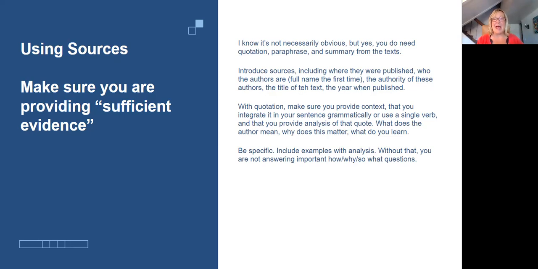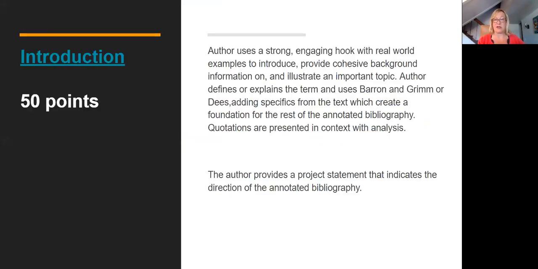So yeah, basically your analysis of any quotation should say: what does the author mean? Why does it matter? What do you learn? That's true of any paraphrase too: how do you know this? The author provides examples. If you don't have them, you're removing the context. Be super specific so you can answer those how, why, so what questions.